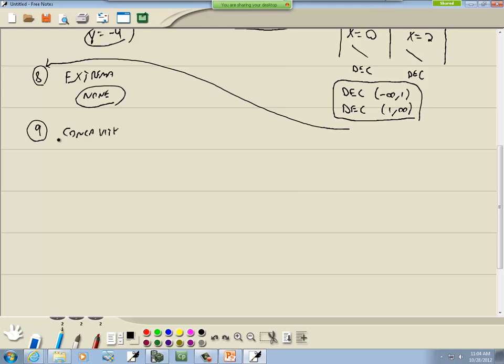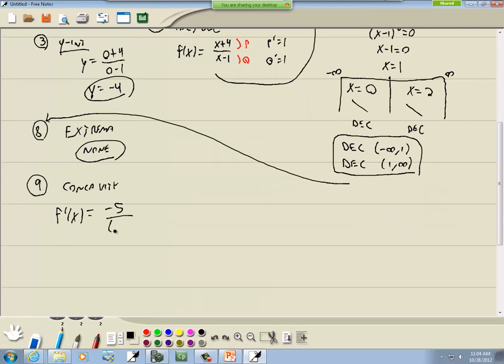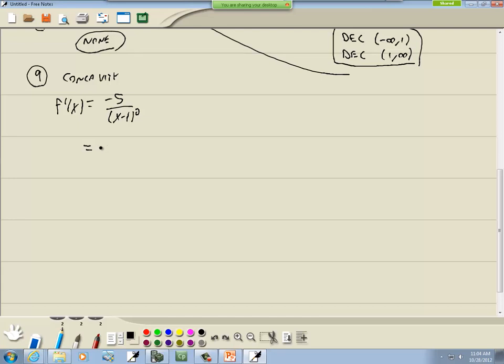And our concavity. What was our first derivative? Negative 5 over x minus 1 squared. Probably the easiest way on this one is not to use the quotient rule again, but to rewrite this as negative 5 times x minus 1 to the negative 2. And then we can just use the chain rule. So for our second derivative, take your power, put it out in front. Lower your power by 1, so it becomes negative 3. And then you multiply times the derivative of what's inside the parentheses, which is just 1. So that gives us 10 times x minus 1 to the negative 3, which gives us 10 over x minus 1 to the positive 3. Take it back downstairs.